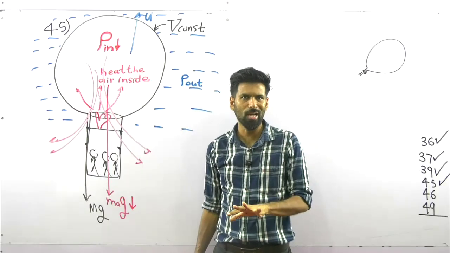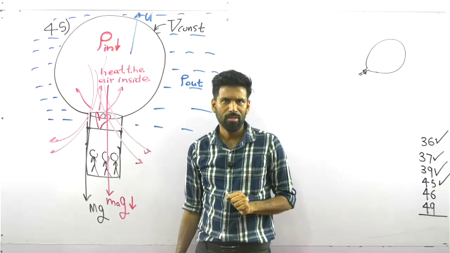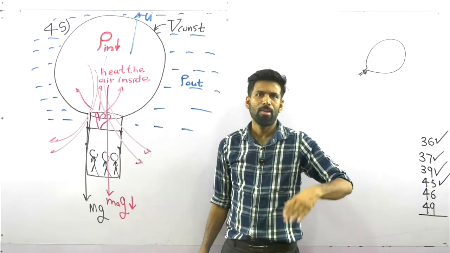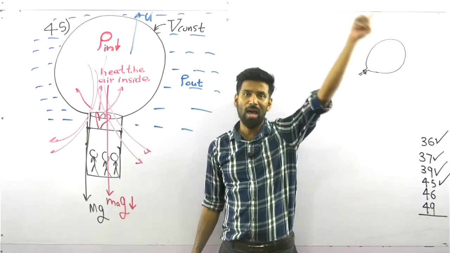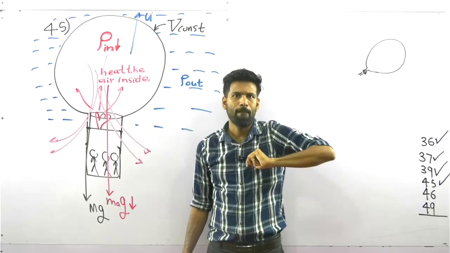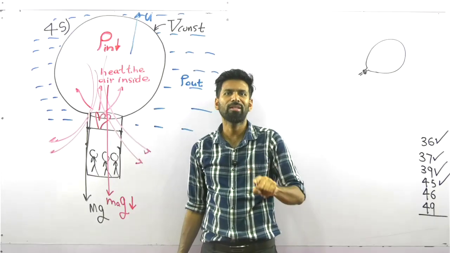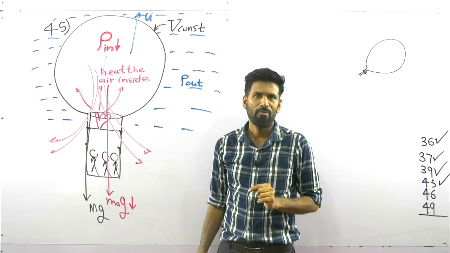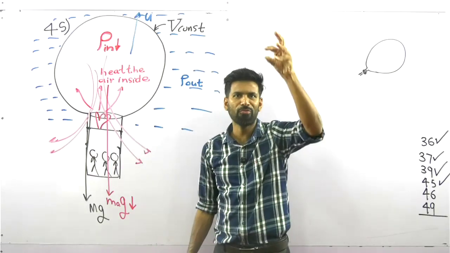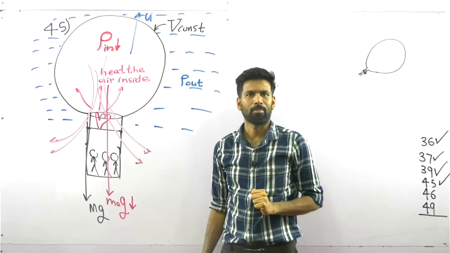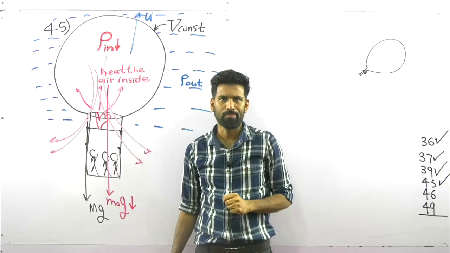Hot air balloons are not the normal balloons you use to blow in birthday parties. They are not sealed. They have the basket at the bottom for the people to stand, and a large balloon is there. And there's a hole at the bottom. From that hole, from a burner, you can heat the air inside the balloon. When you heat the air inside the balloon, the inside air moves away and the mass of the inside air decreases. And the density of the air decreases.